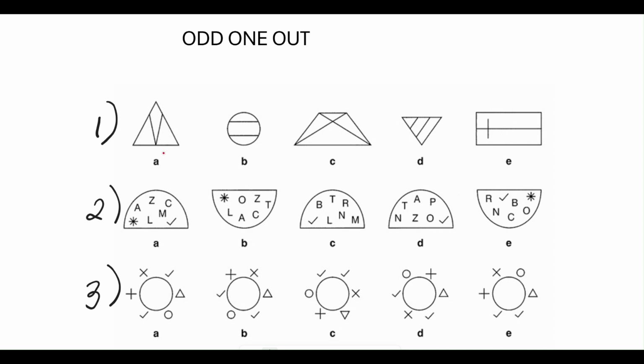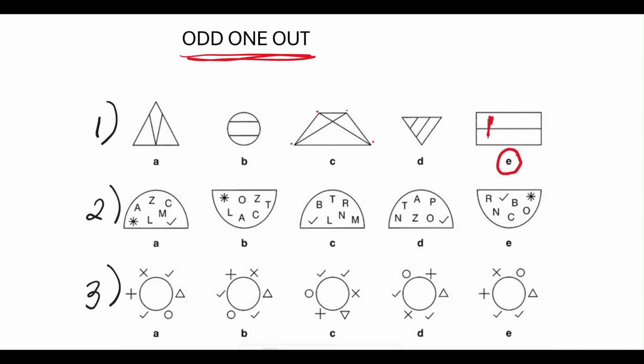There's a triangle, circle, trapezium, triangle and a rectangle. Because it is odd one out and all the shapes are different, that's not going to give me the answer. Lines: two lines, two lines, two lines and two lines. But these two lines are touching the outer shape, touching the outer shape, touching the outer shape. This line is not touching it, so my answer is going to be E.